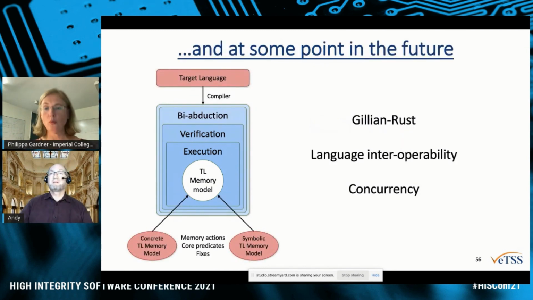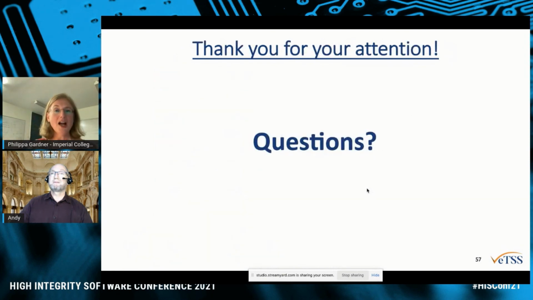And we're absolutely on Gillian Rust at the moment. Sasha's firmly on that, and along with very many other people in our sort of world. And we would like to be on language interoperability and concurrency, which is my love in a different, with a different hat on. So thank you.